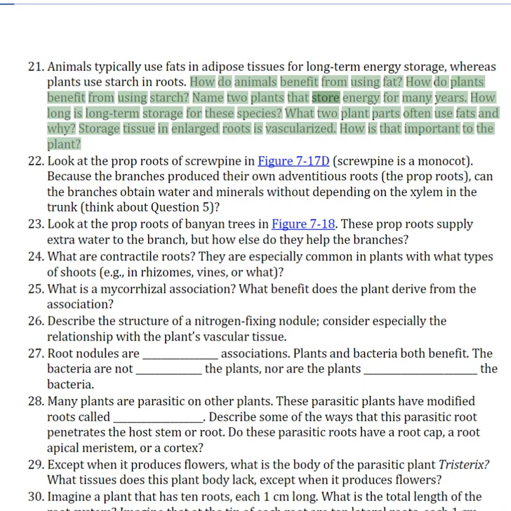Name 2 plants that store energy for many years. How long is long-term storage for these species? What 2 plant parts often use fats and why? Storage tissue in enlarged roots is vascularized. How is that important to the plant?